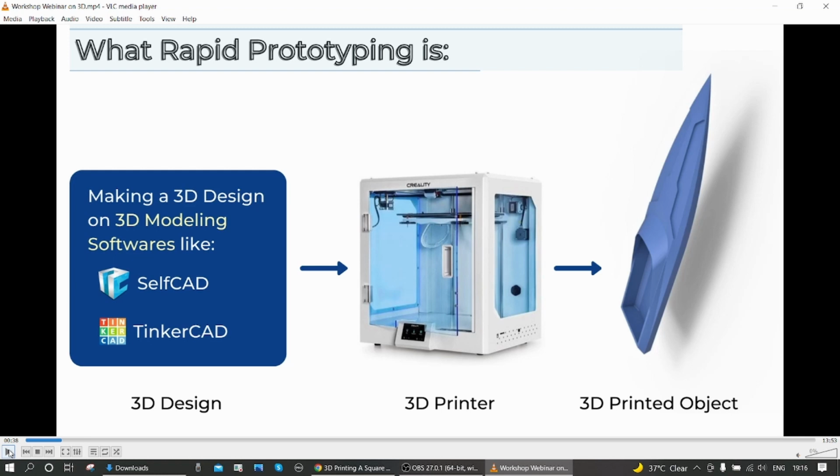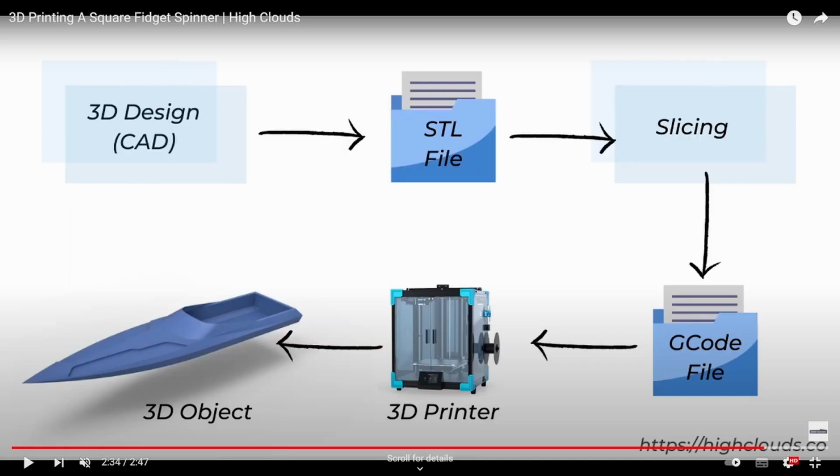So the CAD object can be made using softwares like Tinkercad, SelfCAD, SolidWorks, and there are other softwares as well. So the CAD file can be in form of let's say .obj format, .stl format, and there are other formats as well. So this CAD file goes through slicing process, and once slicing is complete, we can export a G-code file, and this G-code file is then fed to the 3D printer.